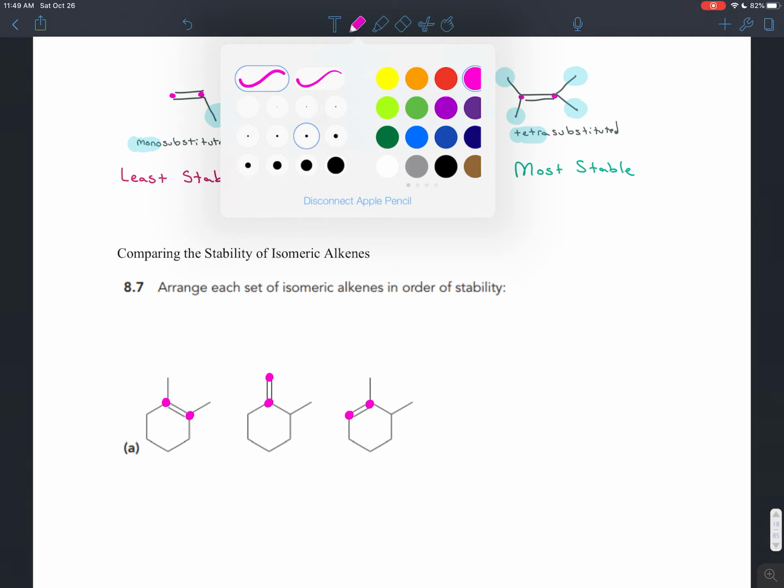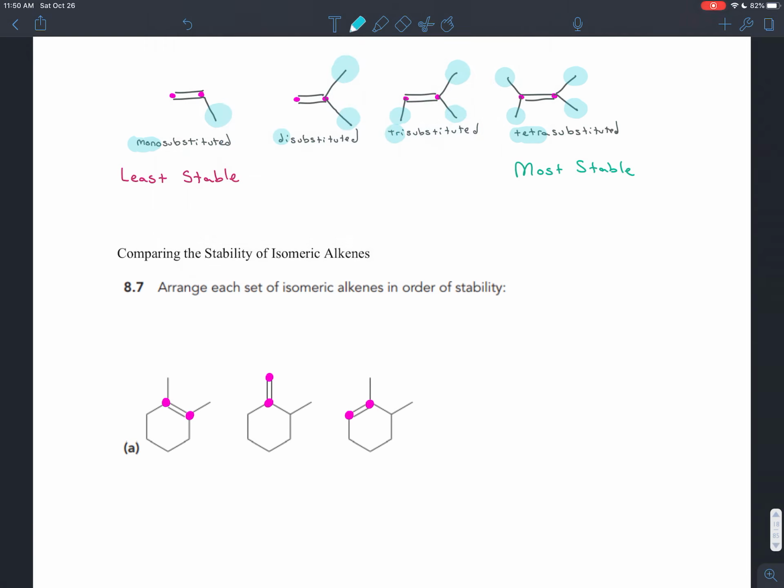Let's start with this one. This carbon is bonded to 1, 2 other carbons. The other one is bonded to 1, 2 other carbons. And so that is tetrasubstituted. This one in the middle, the carbon at the bottom is bonded to 1, 2 other carbons, and the one on the top isn't bonded to any, so this is disubstituted. For this one on the right, this is bonded to 1, and the other carbon is bonded to 1, 2, so that is trisubstituted.